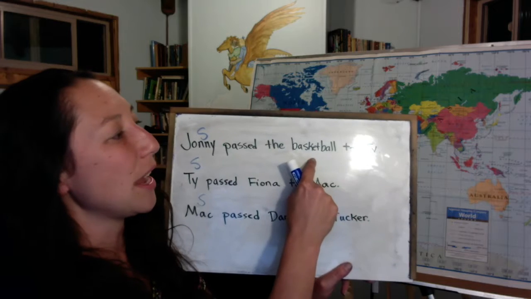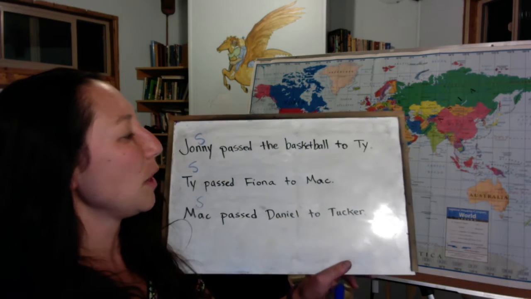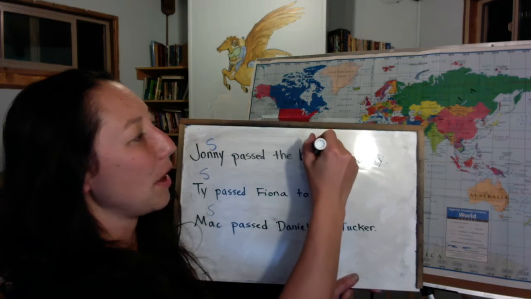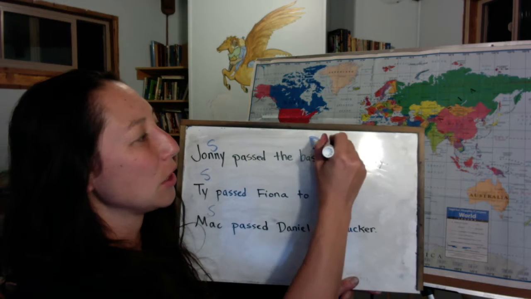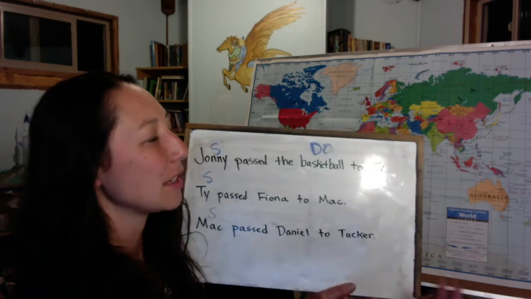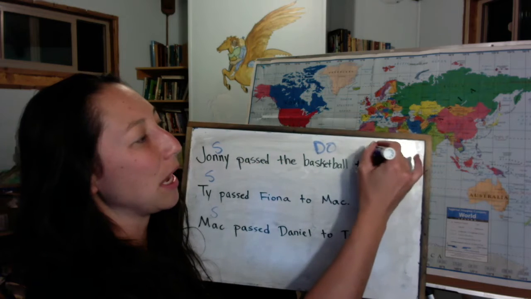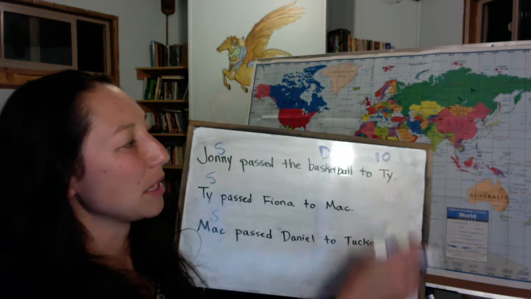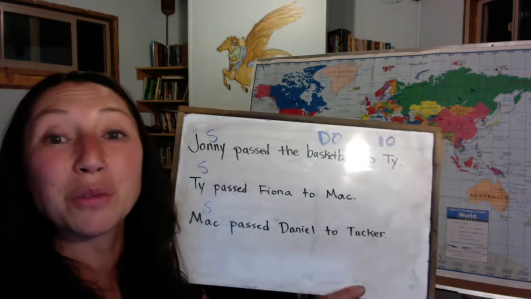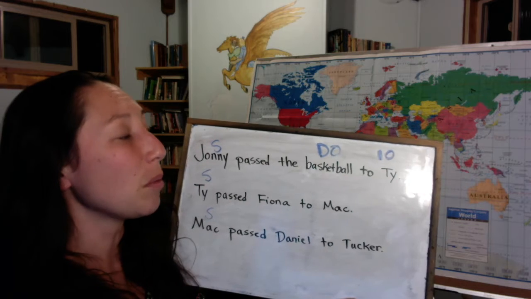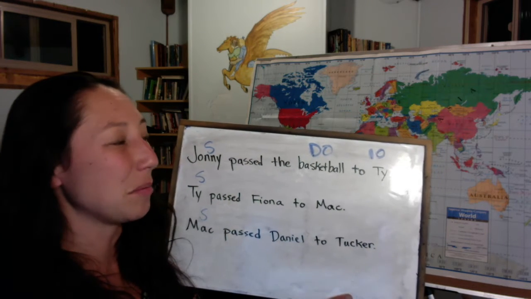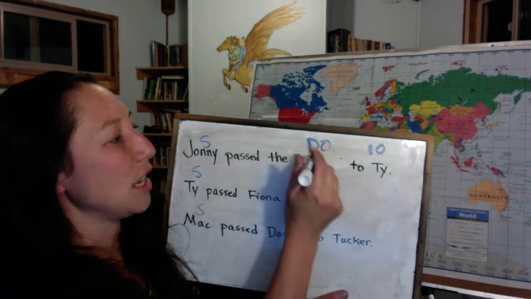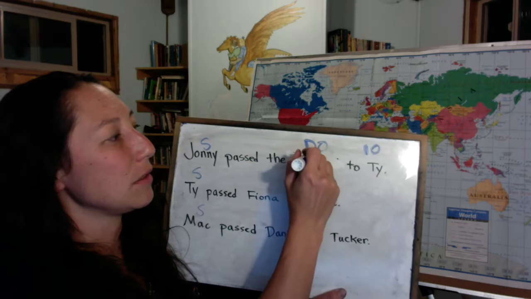Johnny passed what to who? So whenever I have a what question, I have basketball as my direct object. To whom was that basketball passed? Ty. So Ty becomes my indirect object because it answers the question to whom. So Johnny passed the basketball to Ty. Now let's say I wanted to replace the word basketball. What pronoun can I replace it with? Instead of saying basketball, I could say it. Johnny passed it to Ty.